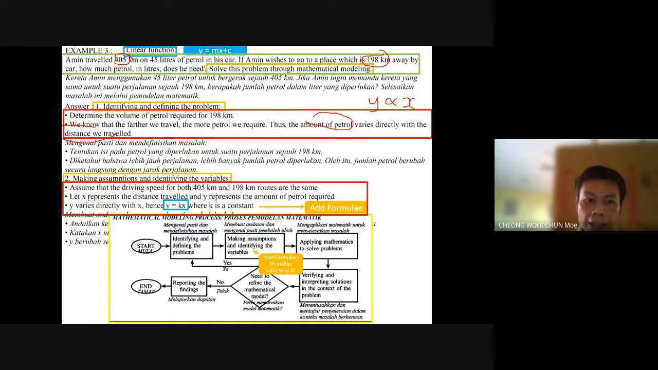Then x represents the distance traveled, and y represents the amount of petrol required. So y varies directly as x. When you change the "varies" into an equal sign, you put k in front of x, where k is a constant. From here I can try to add the formula, unless I can't find a suitable formula, then I proceed to step 4. In example 4, later on you will know how to identify the formula in step 4.